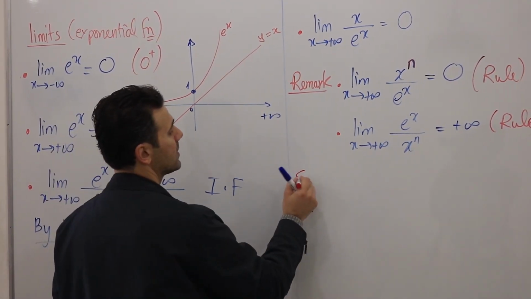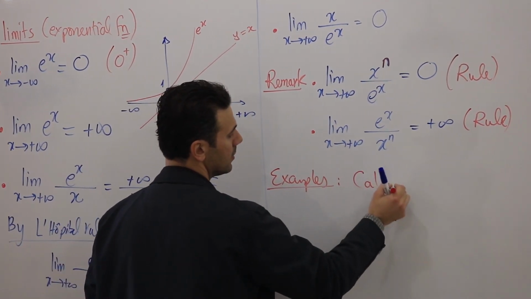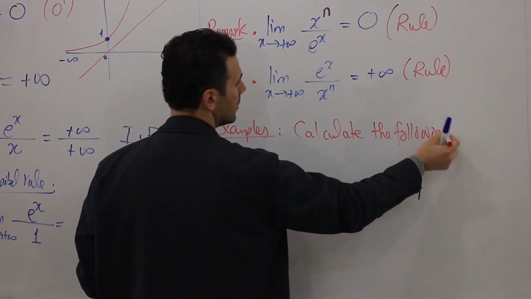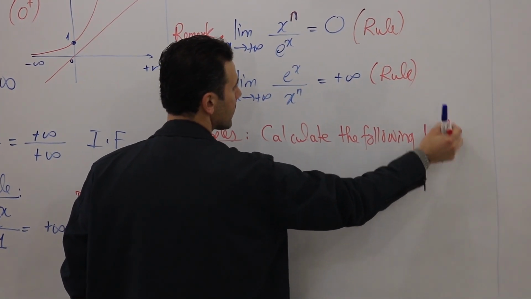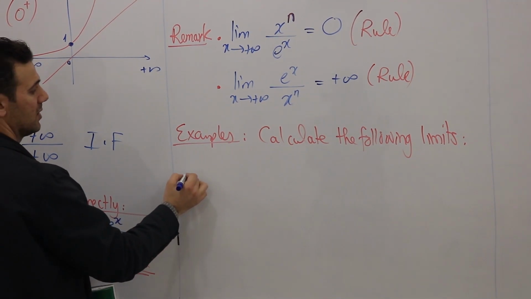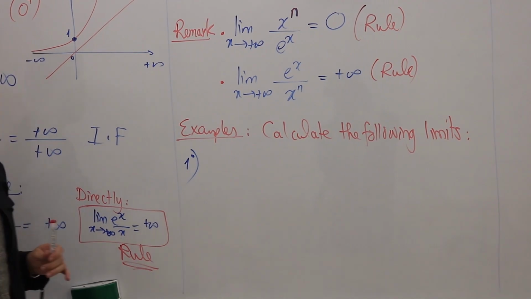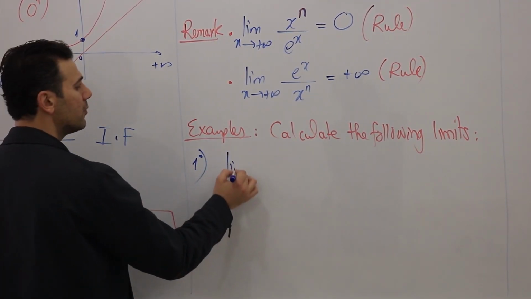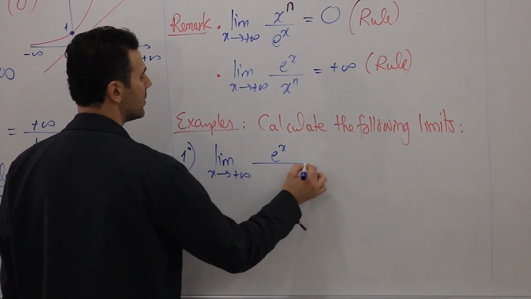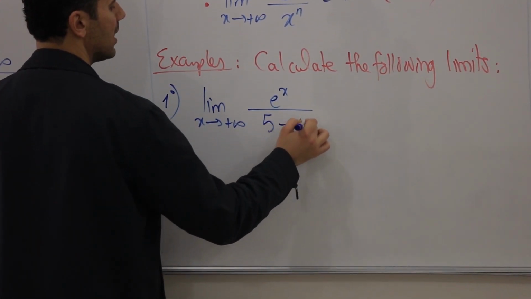Let's do some examples. I will give you 4 examples. Calculate the following limits. These are some samples that help us to understand these rules of limits very well. Let's say in the first example, we have the limit as x tends to plus infinity of e^x over, let's say, 5 minus x squared.